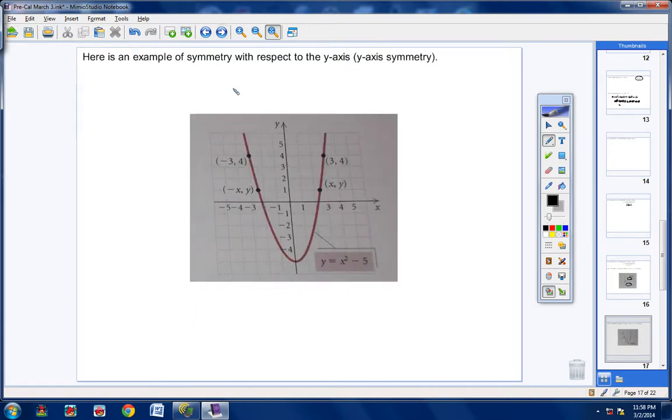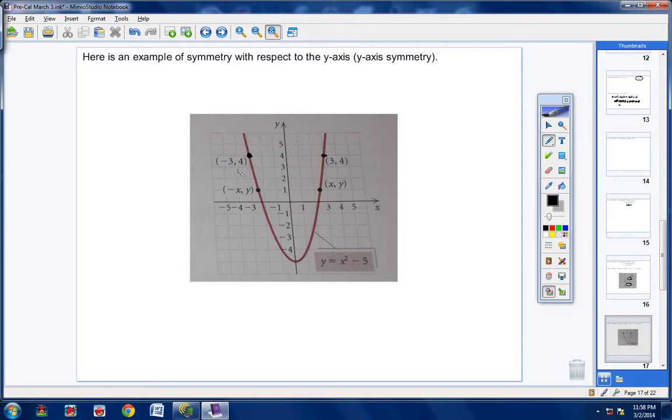Here is a picture of y-axis symmetry, or we say symmetry with respect to the y-axis. Isn't this easy? Look, it's wrapped around the y-axis perfectly. Piece of cake. So the graphs are easy to recognize. Now notice here, look at this. If I told you 3, 4 existed on this graph, notice over here, if I told you -3, 4 exists, excuse me, then over here 3, 4 would exist.